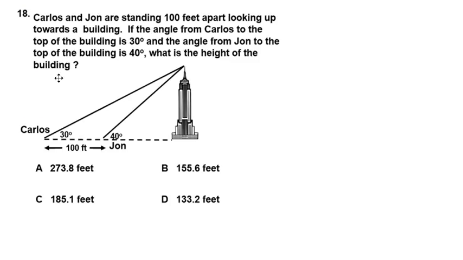This is the Precalculus ACP study guide for fall of 2015. This is problem 18. Carlos and John are standing 100 feet apart looking up toward a building. If the angle from Carlos to the top of the building is 30 degrees and the angle from John to the top of the building is 40 degrees, what is the height of the building?